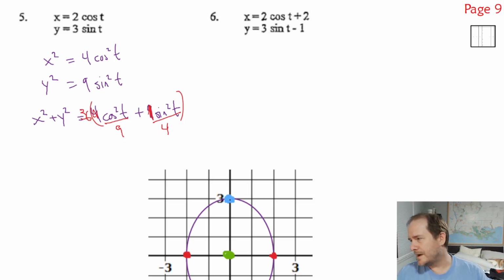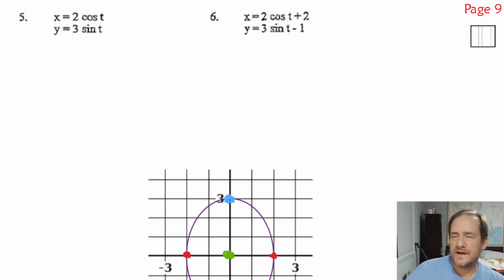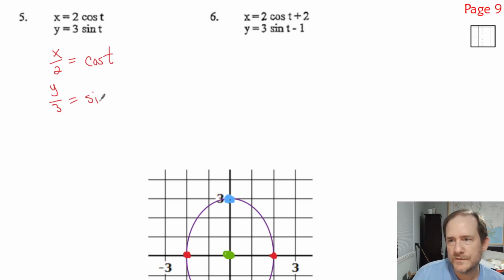So this is why I told you that you got to isolate those trig functions first. So you divide by the 2 first. Then you square. Because you need to have just plain old cosine squared. So you get y minus 3 equals sine of t. Now I'm free to square both sides, getting an x squared over a 4 that equals cosine squared, and getting a y squared over 9.